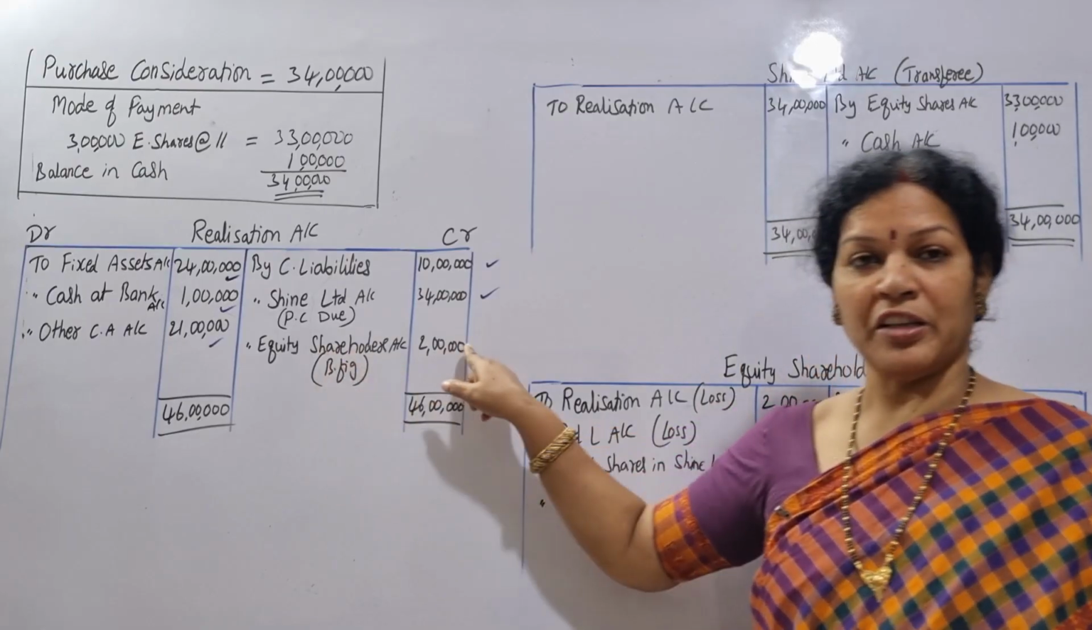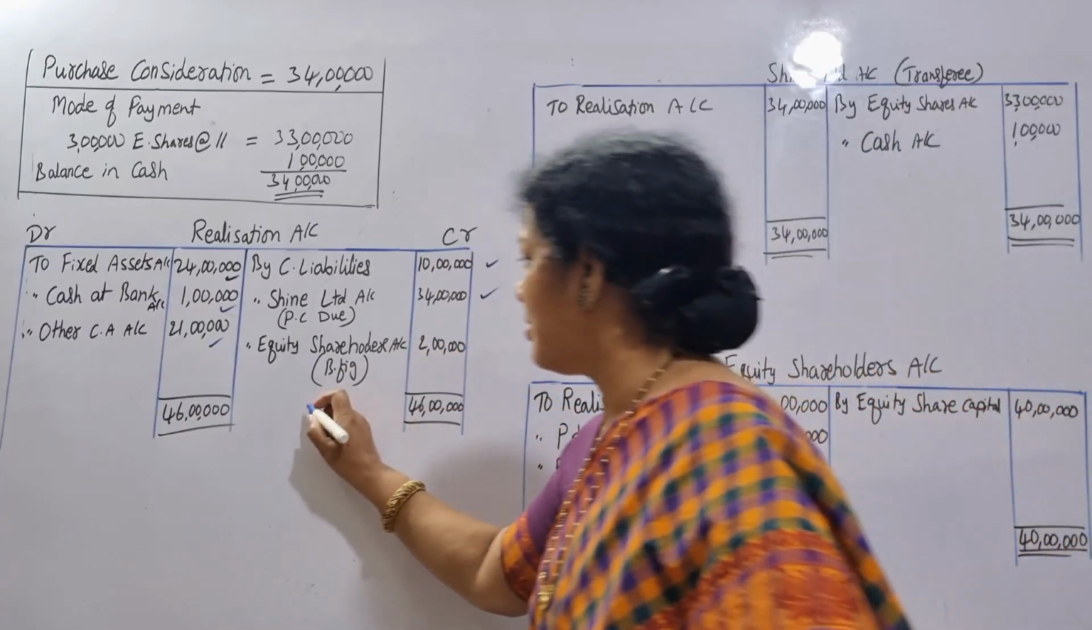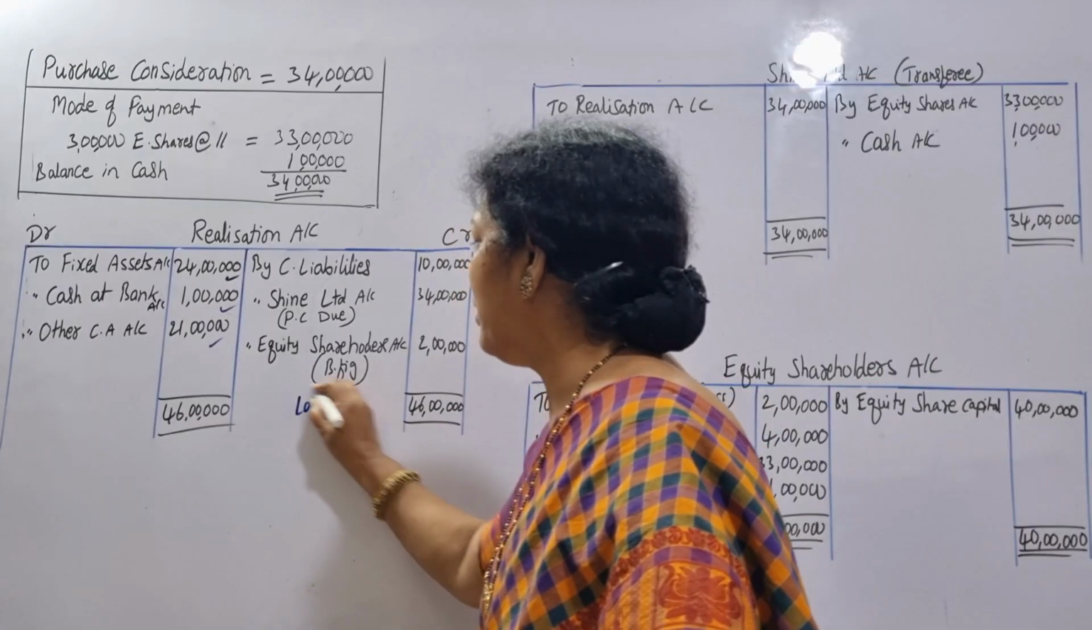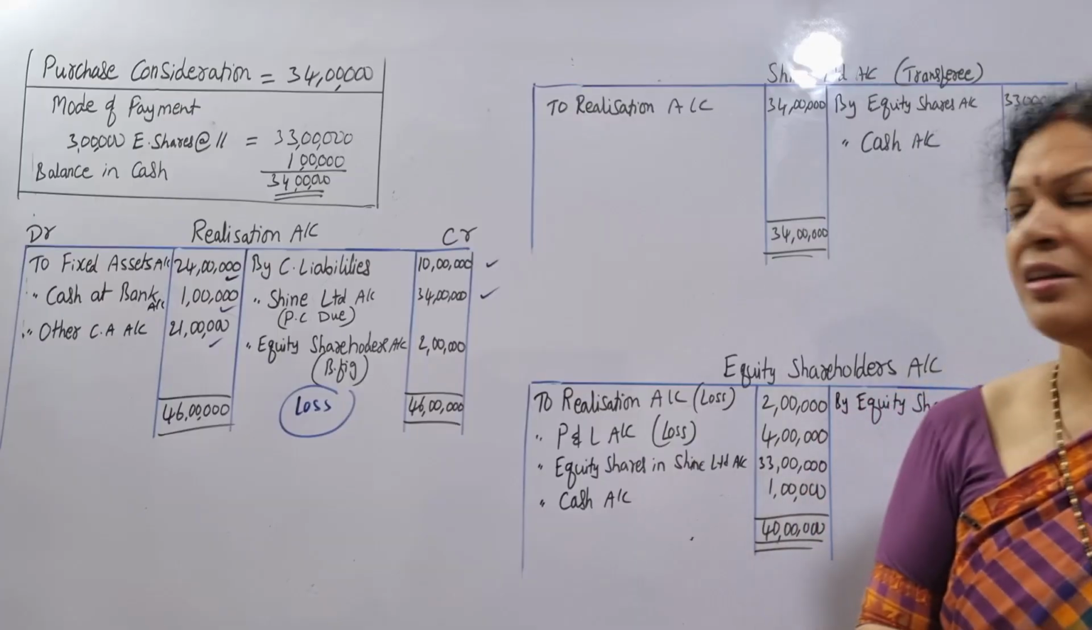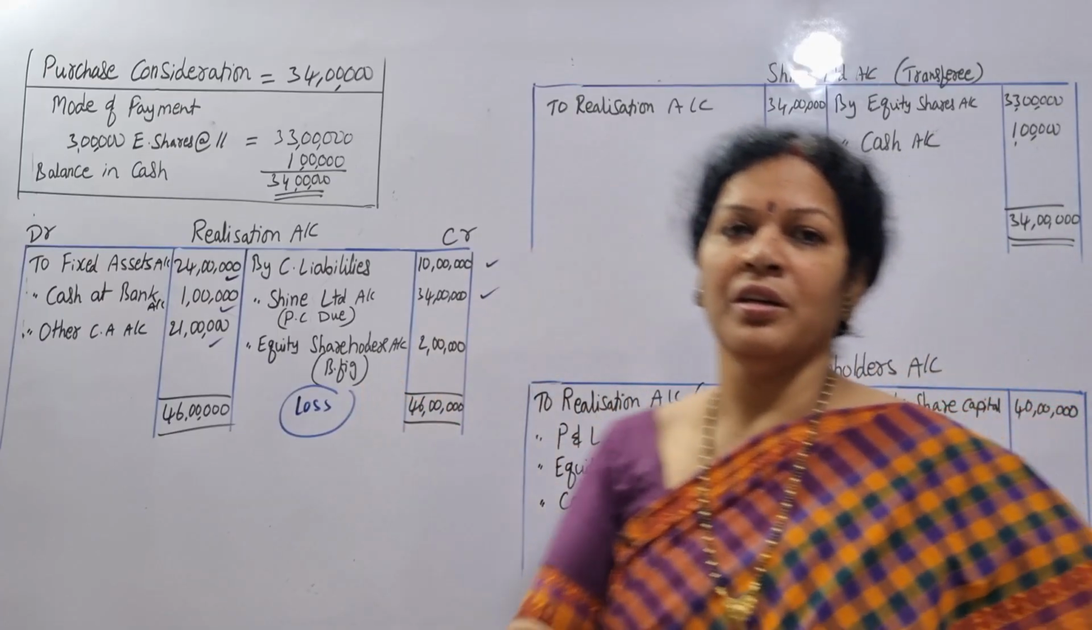So the balancing figure is transferred to the equity shareholders. What is it? It's a loss. Who will bear it? Equity shareholders. Am I clear about this realization account? If it is clear, we'll go to the next.